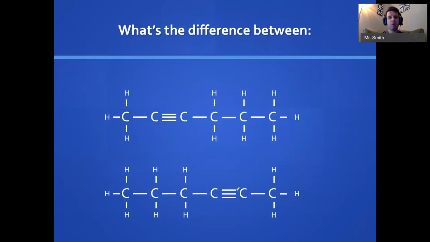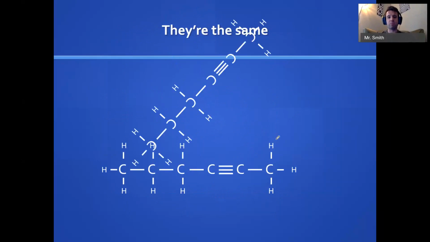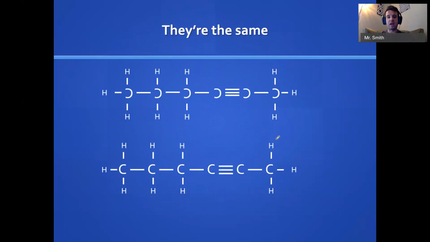But keep in mind, these molecules are in 3 dimensions of space. They're not just on a paper, right? It's like an actual thing that exists. So a molecule could very easily spin around. And when it does that, look how these guys are actually the same.